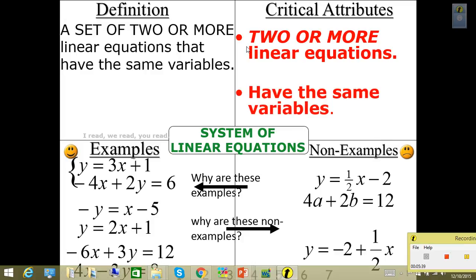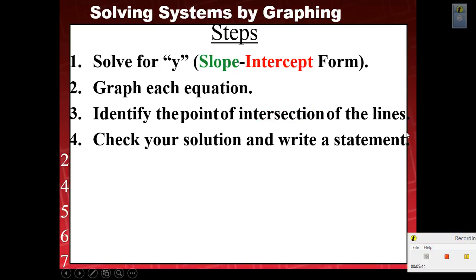So now that we got the concept down, let's look at the steps. It's only 4 steps. Copy these down, please. Step 1, solve for y. What does that mean? We need to write the equation in slope-intercept form. Step 2, graph each equation. Step 3, identify the point of intersection of the lines. Step 4, check your solution and write a statement.